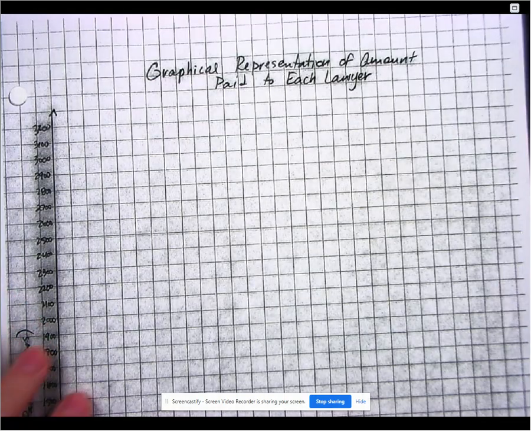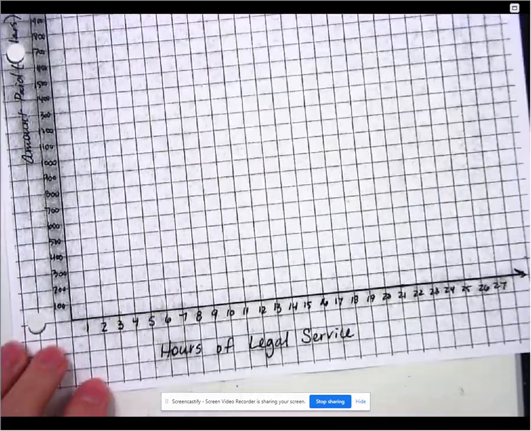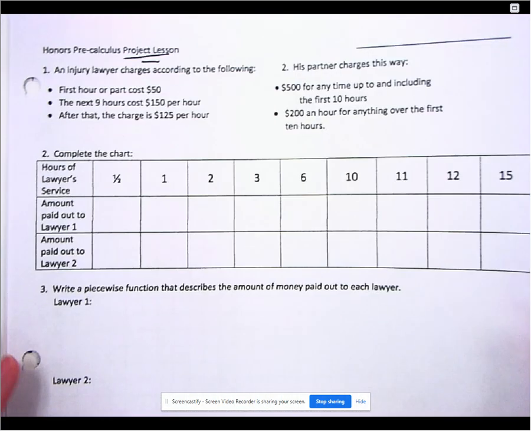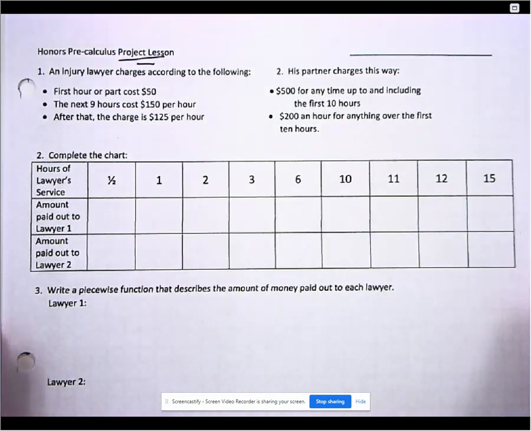And this graph paper that I've labeled the axes on, that's what you're going to need to do the project lesson. The other papers I gave you are for you to do the actual project.